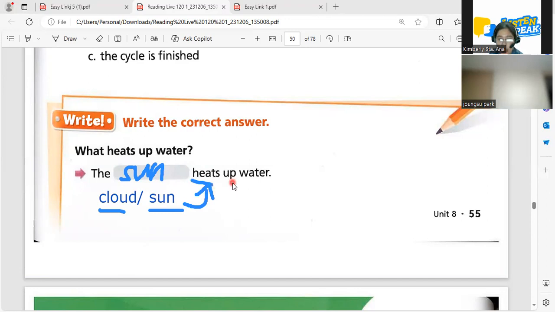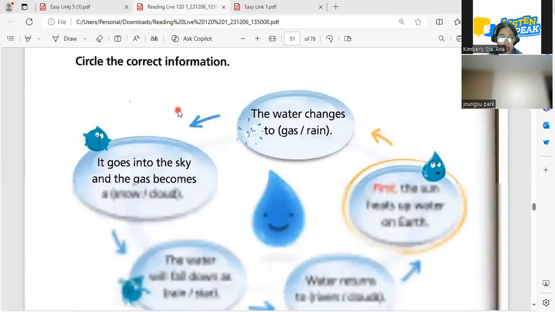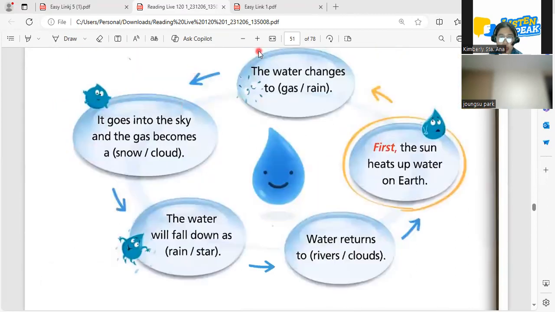The sun heats up water. Very good. Now let's go here. We have an activity to complete. You need to circle your answer, okay? So you need to choose here. Please circle your answer. Use your pen to circle, okay?